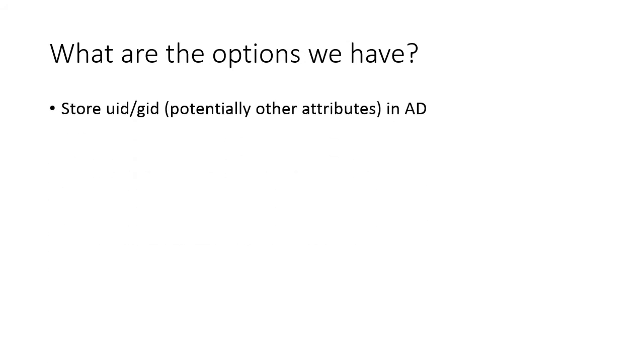And the simplest one is simply to add Unix attributes to AD. You can store user identifiers, group identifiers in Active Directory, and potentially other attributes like home directory. And if you add all those attributes, you even can just forget about the AD schema and think about your Active Directory as simply being an LDAP server.